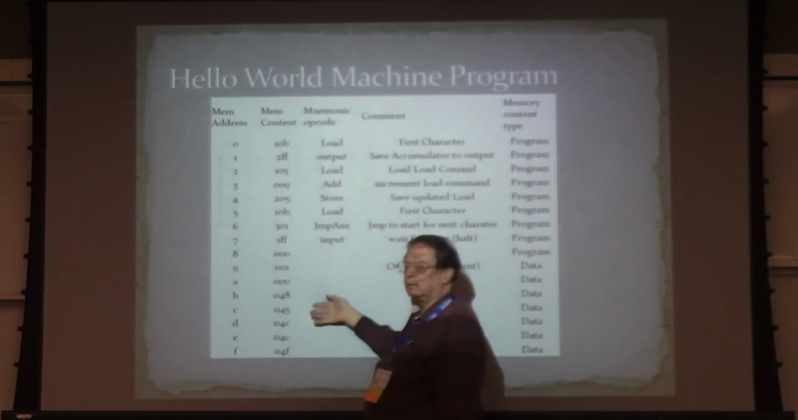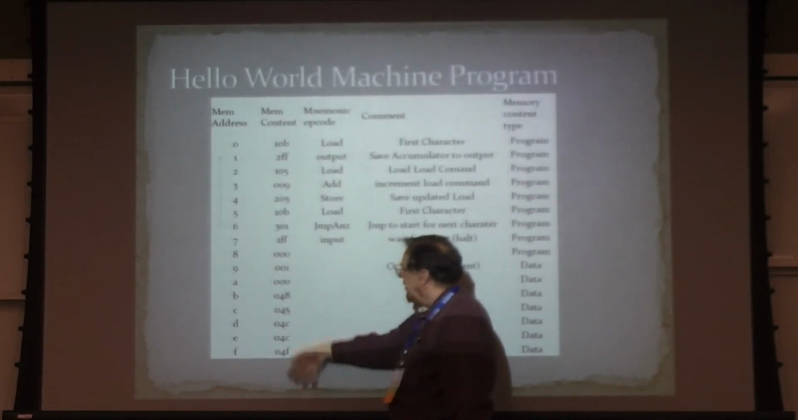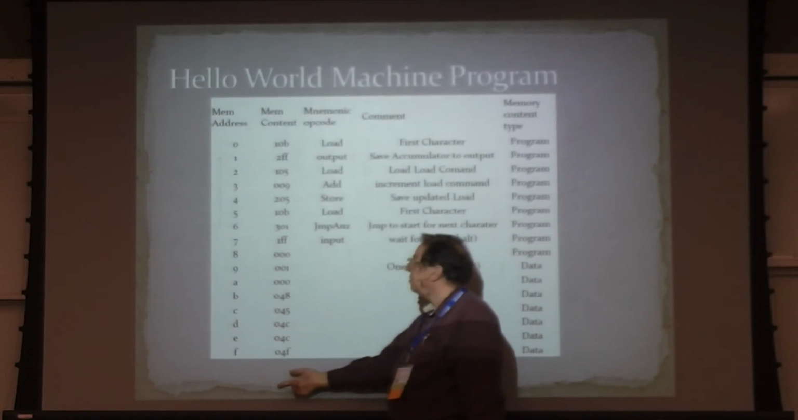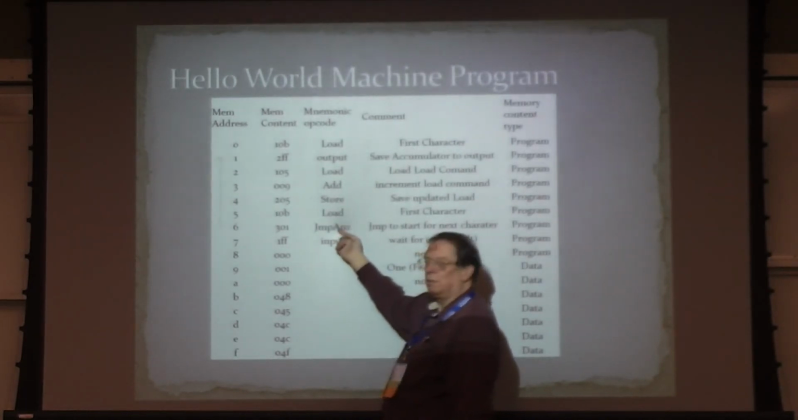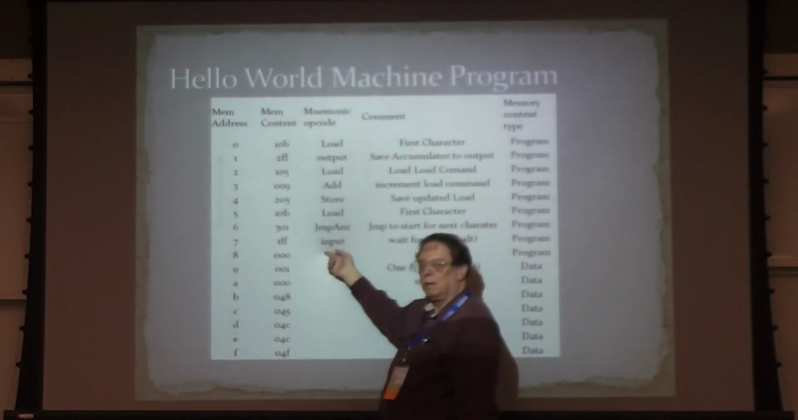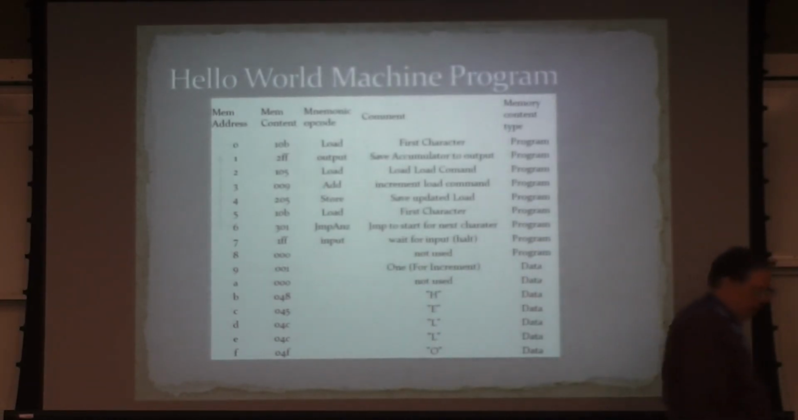Now I'm going to load the next character, and then I'm going to check. When I get to the end of my hello world, hello universe, I'll have a 0 down there. So if I load that 0, and I say jump if the accumulator is not 0, the accumulator will be 0, and we'll just stop. Okay. Anyway, that's how that hello world program works in my little computer.